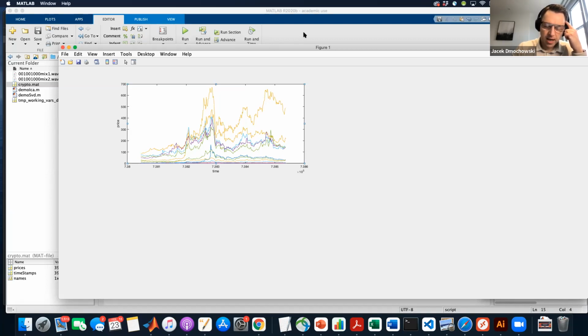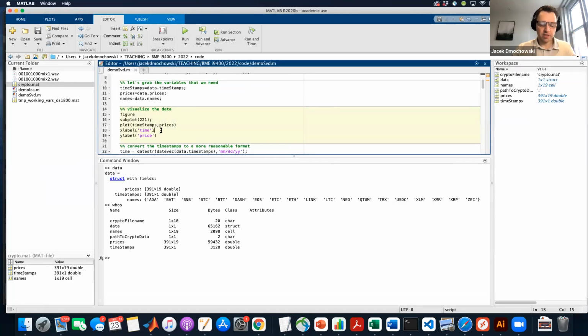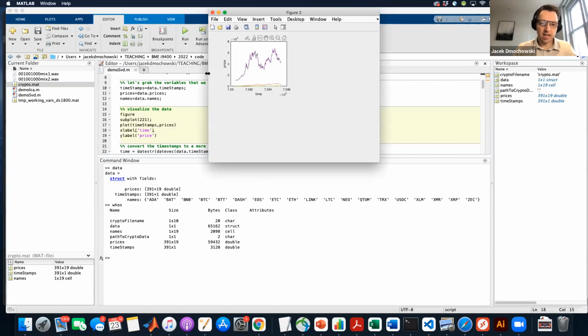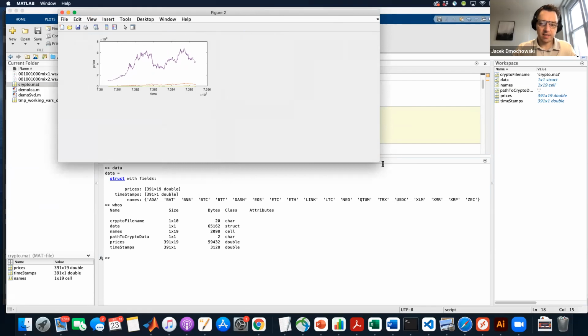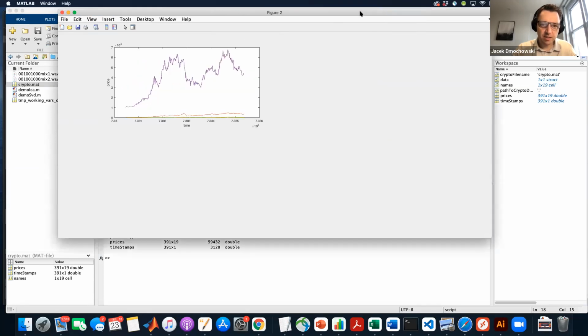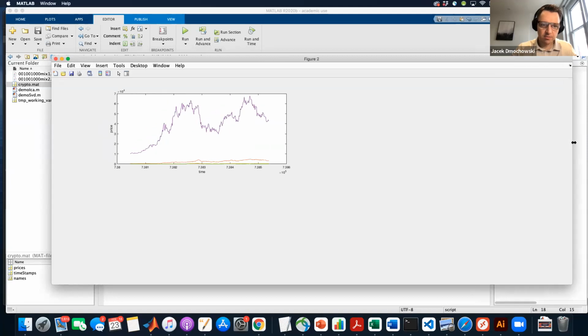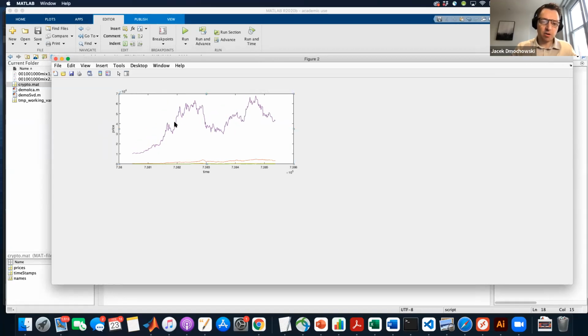And so I would argue, for example, that this, whatever color this is, purple or something, probably Bitcoin. The significance of Bitcoin is not actually 1,000 or 10,000 times greater than the other currencies. And so it would not be a good idea to start computing statistics on this multivariate data as is.